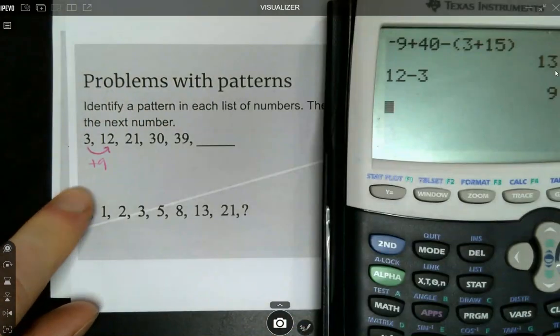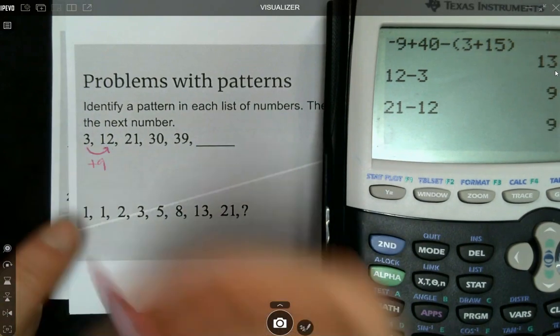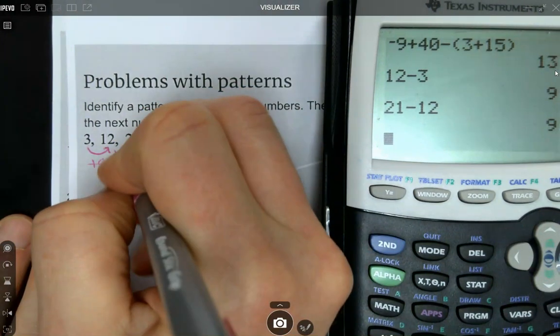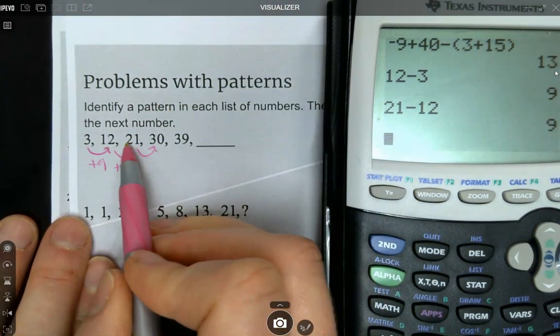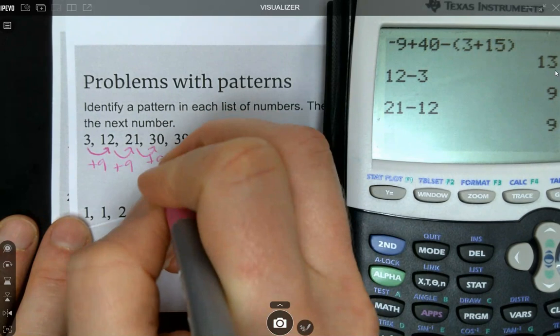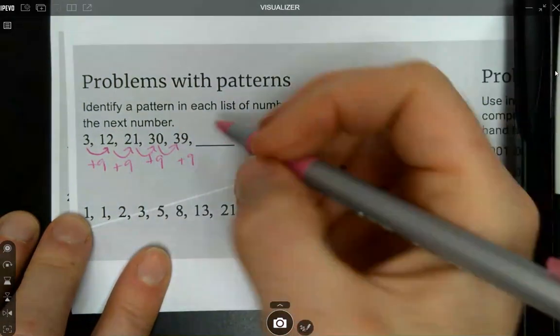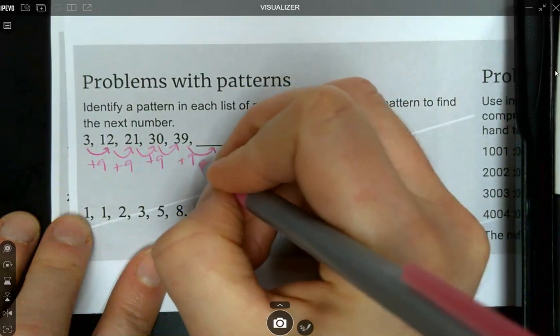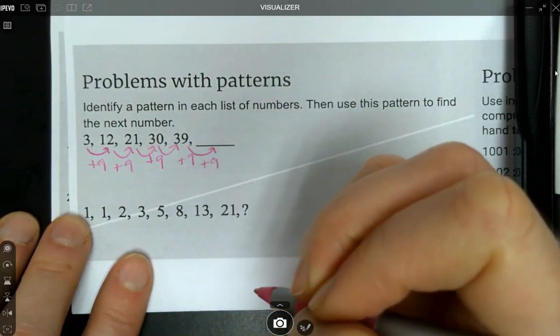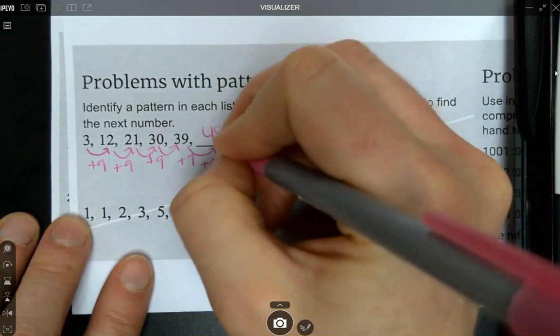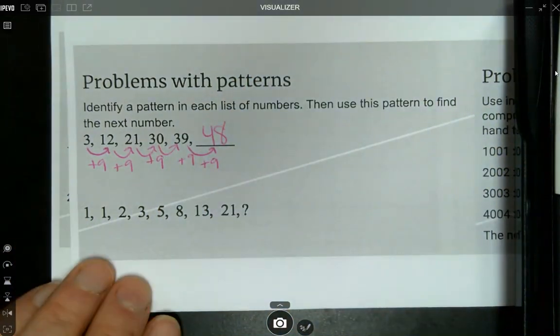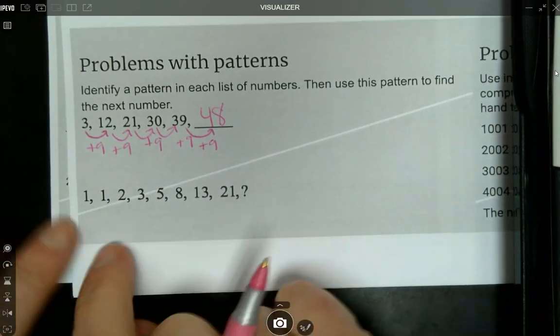Okay, is the next one also plus 9? Let's subtract 21 from 12. Yeah, it is. So plus 9. So the pattern, 21 to 30, plus 9. 30 to 39, plus 9. So then to get to the next number, I'm going to add 9. 39 plus 9 is 48. Now let's look at the next one.